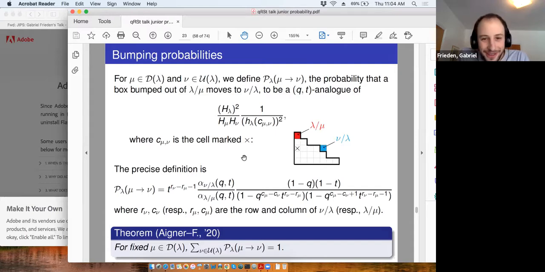Okay, well, one thing you might be wondering is where did this thing come from? How did we even come up with this? There's no hook walk in this case that could have motivated us, and I'll explain that in a slide or two.